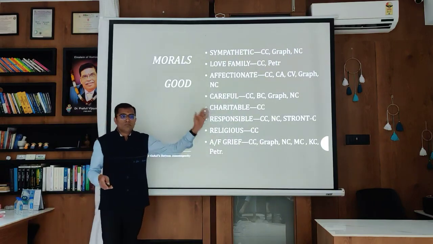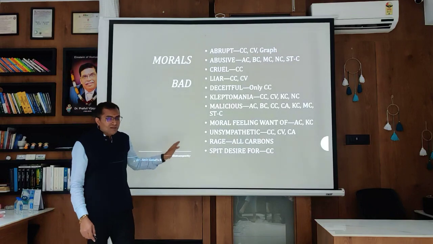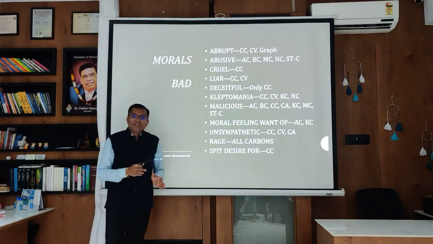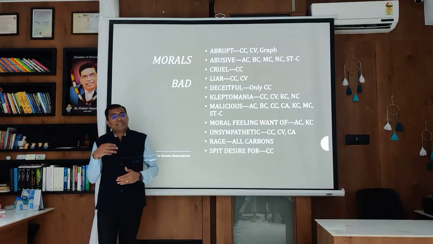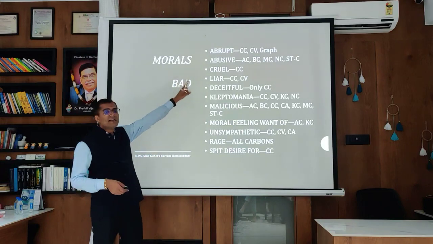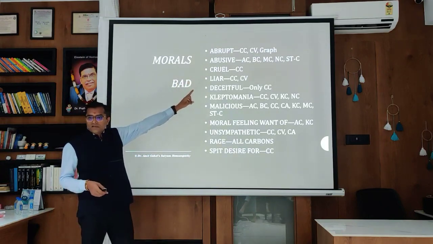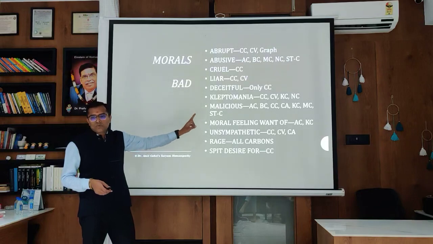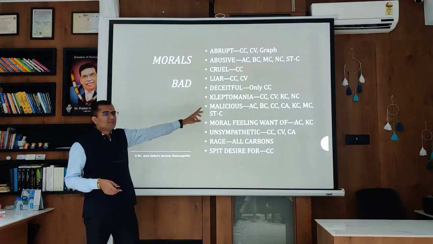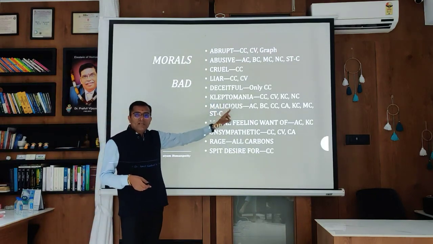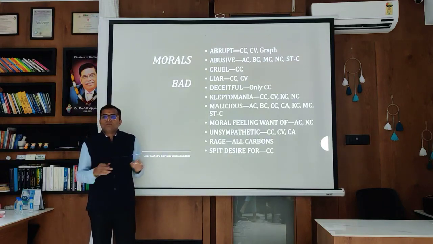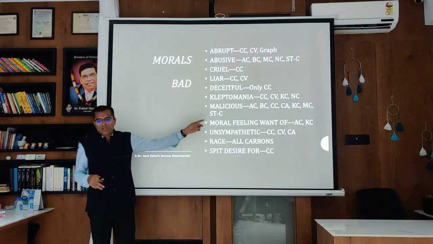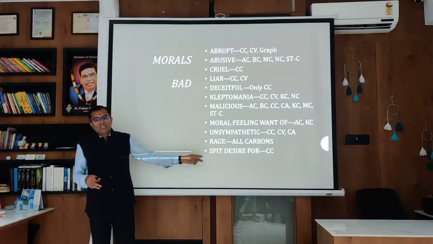So out of that, moral. There is a bad moral. What bad moral? When they get hurt, they start going into one reaction called sarcasm. Sarcasm mostly expresses the anger. So in anger they are either abrupt, they go into abusiveness, cruelty, lying, deceitfulness, kleptomania. Kleptomania is for stealing money, because all carbons are money-minded remedies. So they go into making money by any means. So this is lacking of moral. Maliciousness, moral feeling, want of.